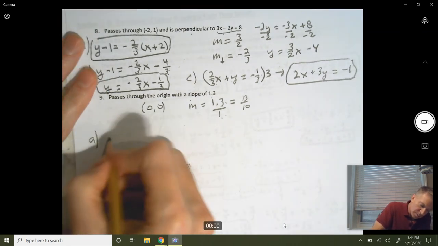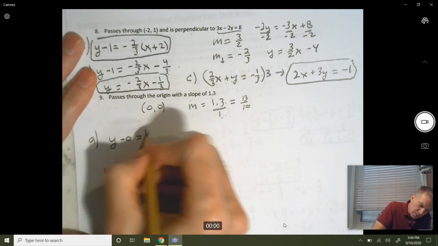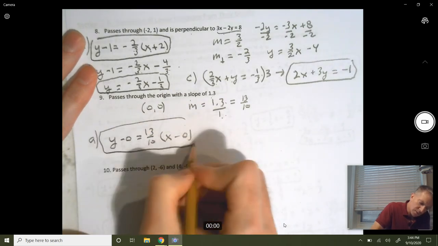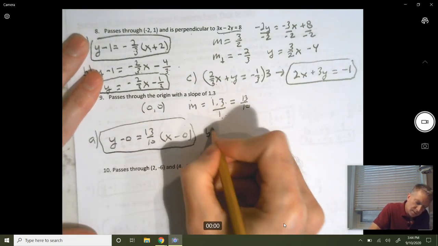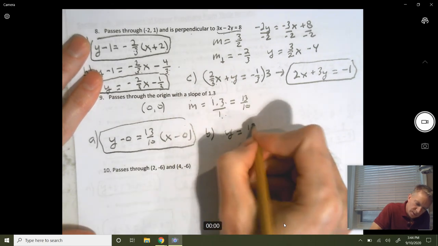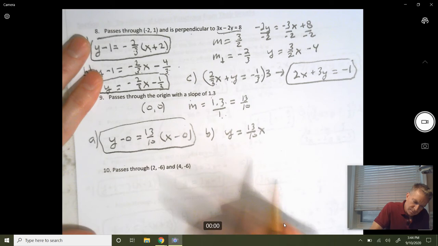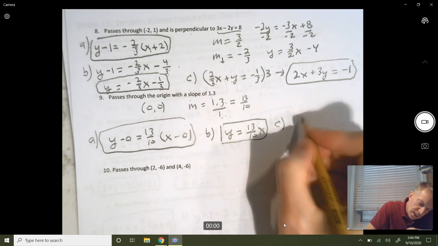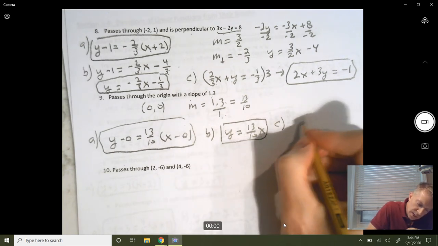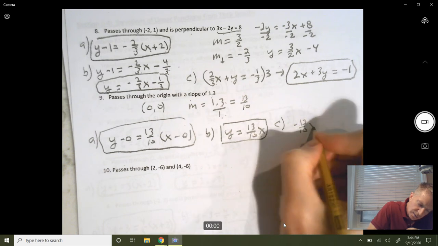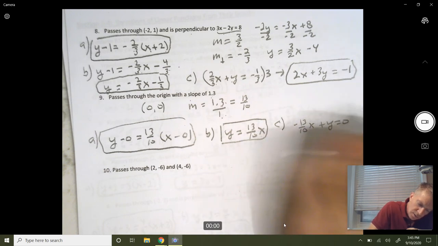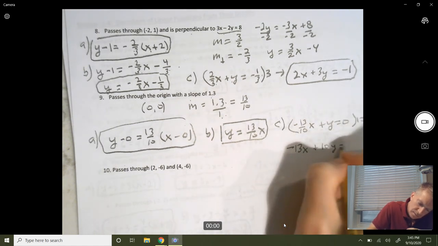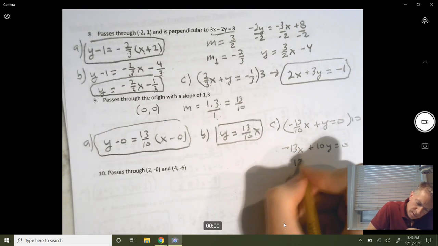Point slope form is going to be y minus 0 equals your slope, 13/10 times x minus 0. And you don't need those minus zeros. B, let's multiply it out. Y equals 13 over 10x. Basically the same thing. Then let's get everything on one side. Subtract that to the left. Negative 13 over 10x plus y equals 0. Multiply both sides by 10. Now multiply by a negative 1.